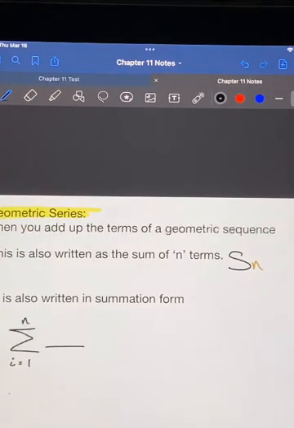So then how do we need to use our sequence part to then tie into our series? And when it comes to geometric series, it's written exactly the same as our arithmetic series.